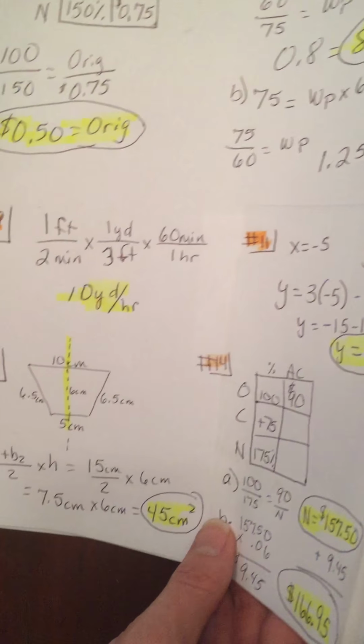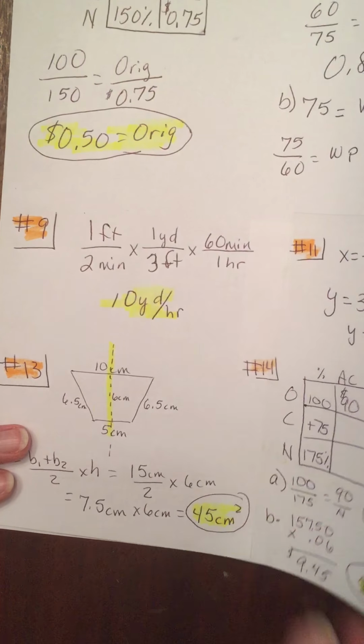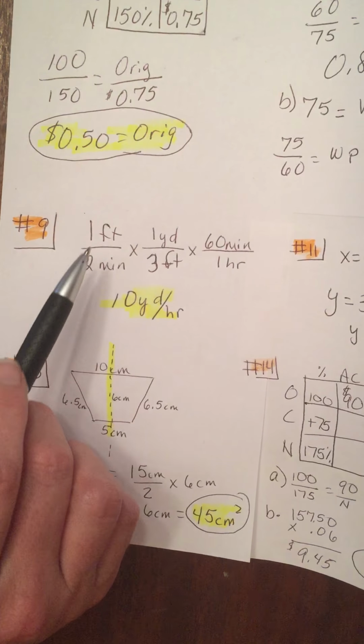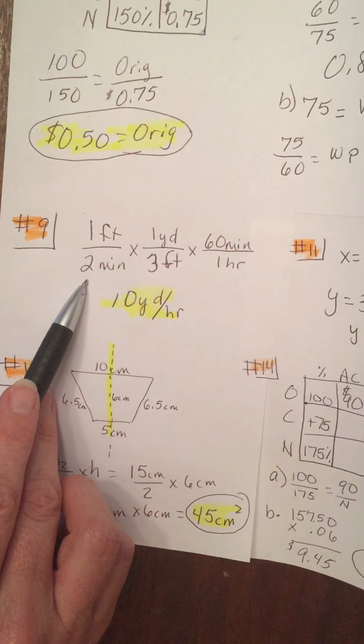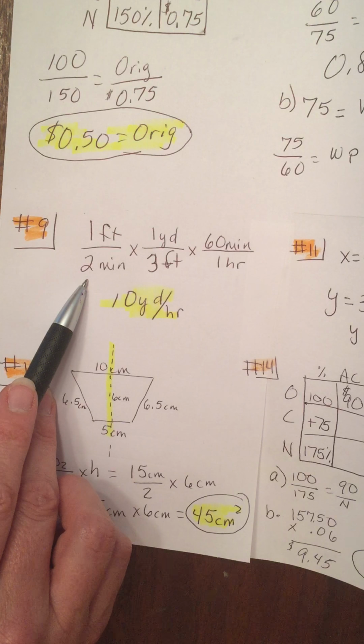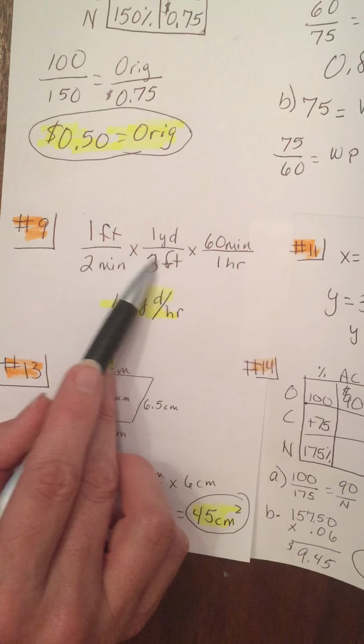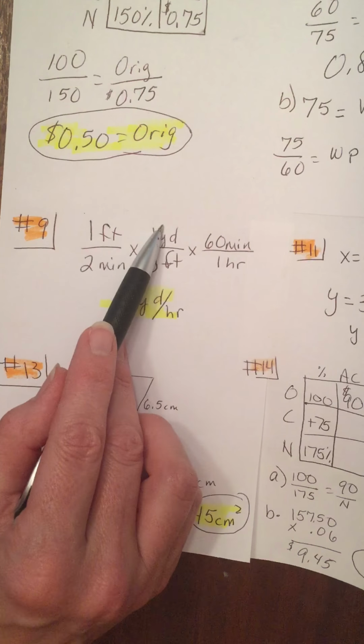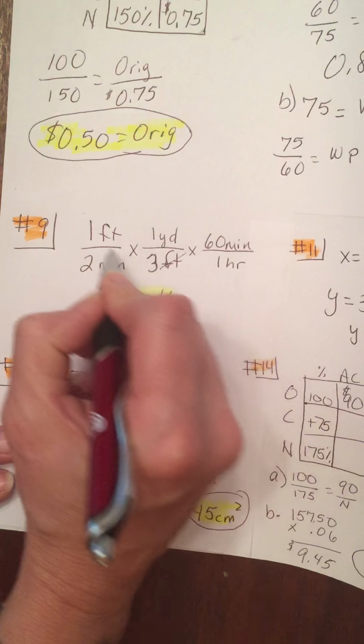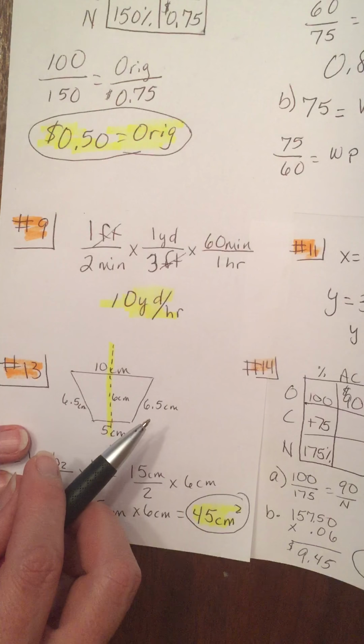Okay, number 9. We've got a conversion problem. The snail moved 1 foot in 2 minutes. They want us to go to yards per hour. So I changed my distance first. I said 1 yard is 3 feet. That allowed me to cancel my feet. Now I'm in yards, which is what I want.